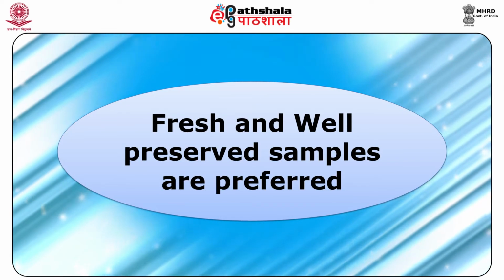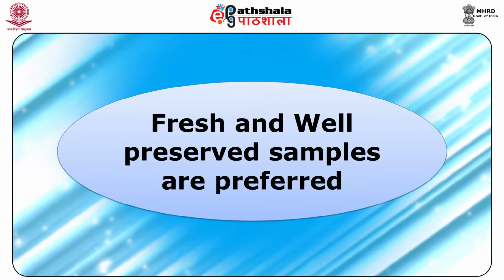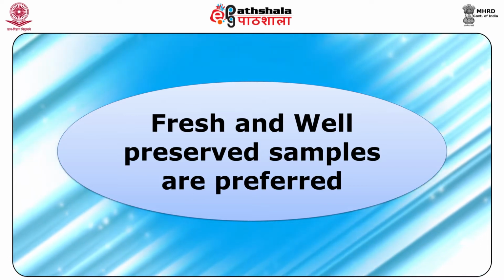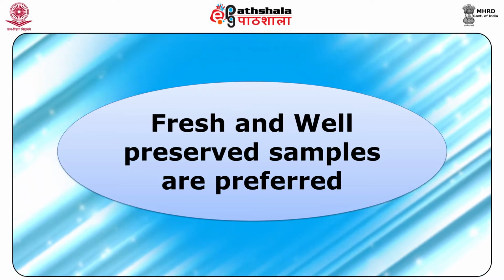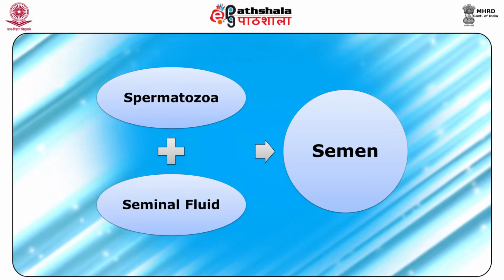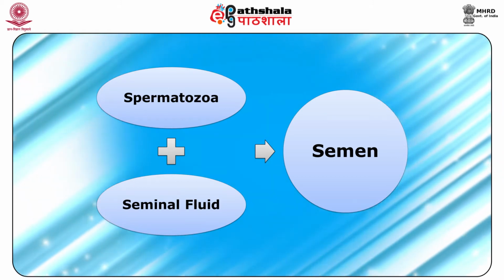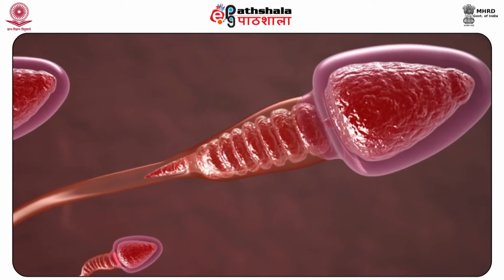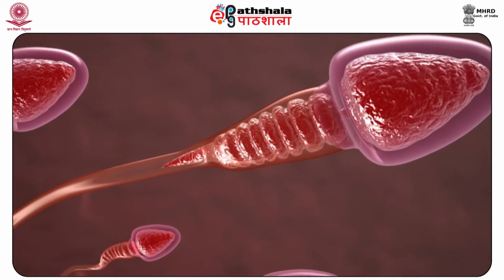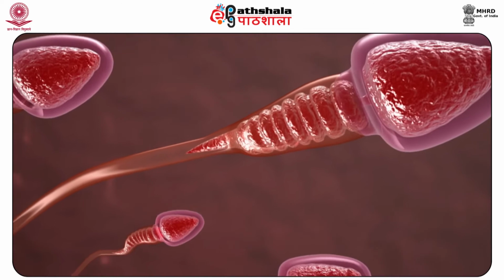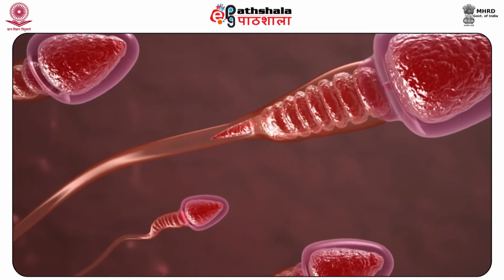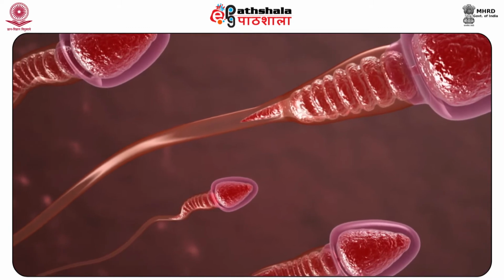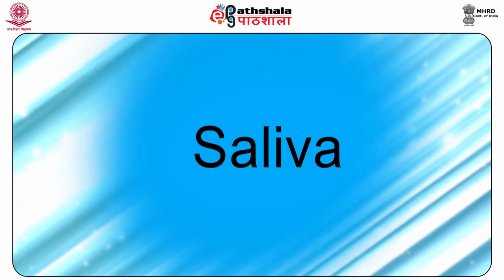However, the older a biological sample is, the further decomposition may have progressed. Therefore, fresh and well preserved samples are preferred. Semen consists of two components, spermatozoa and seminal fluid. Spermatozoa are the male generative cells, and a normal human ejaculate can contain from several million upward to 80 million spermatozoa cells per ml. Next, we have saliva.